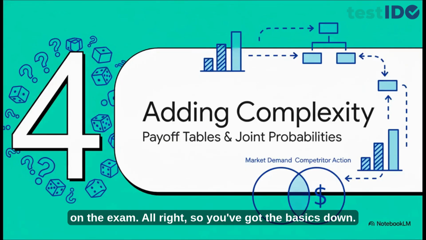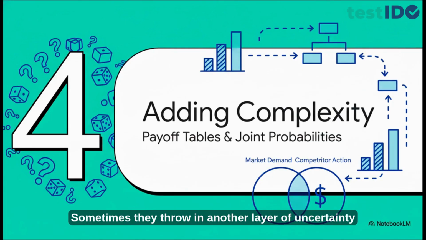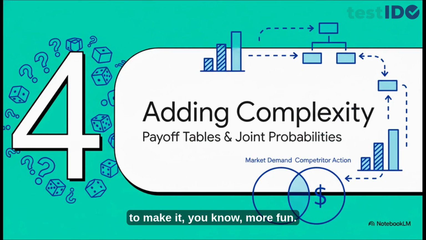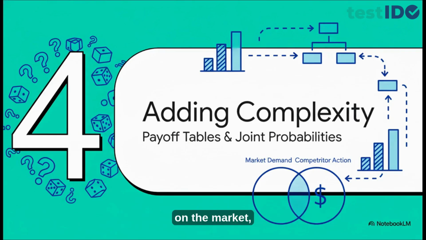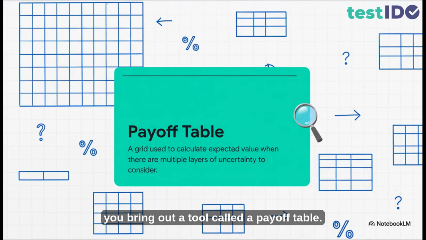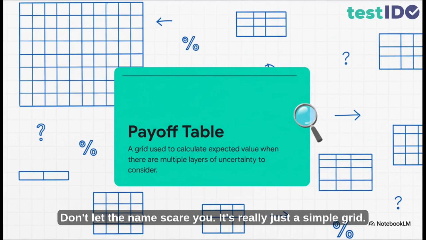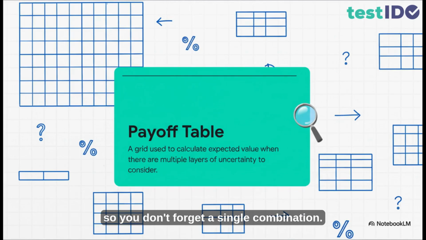All right, so you've got the basics down. But the exam, it likes to level things up. Sometimes they throw in another layer of uncertainty to make it more fun. What happens when your success doesn't just depend on the market, but also on what your main competitor decides to do? Well, when you've got multiple things up in the air like that, you bring out a tool called a payoff table. Don't let the name scare you. It's really just a simple grid. Its only job is to help you keep all the moving parts organized so you don't forget a single combination.